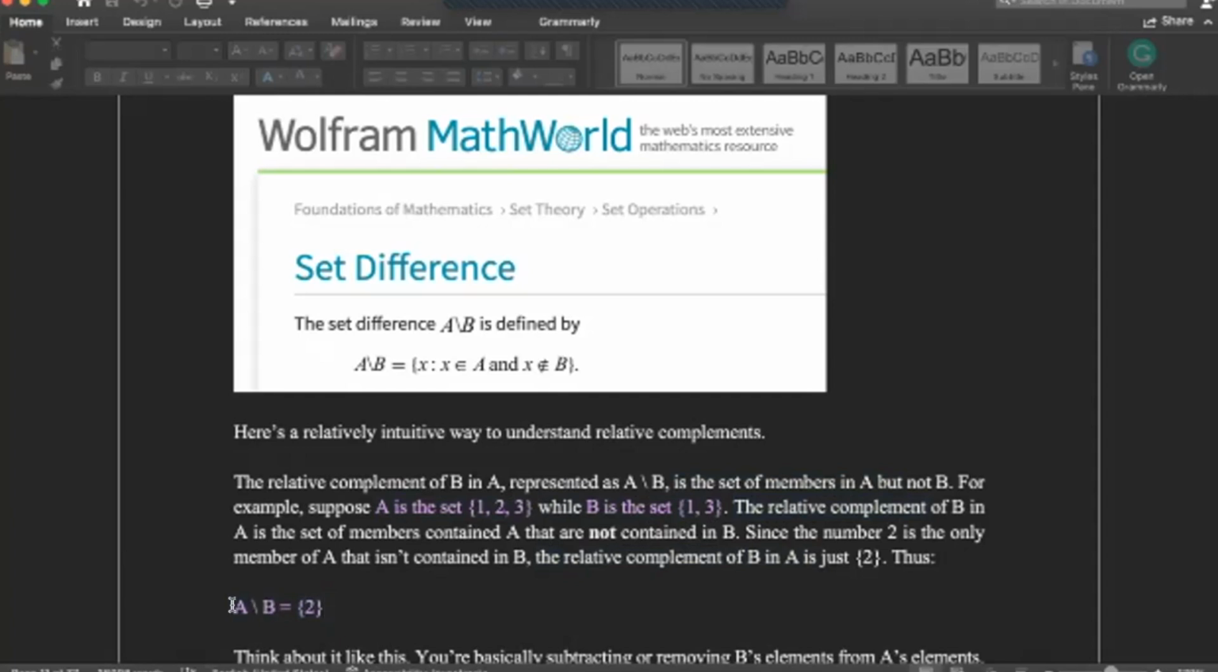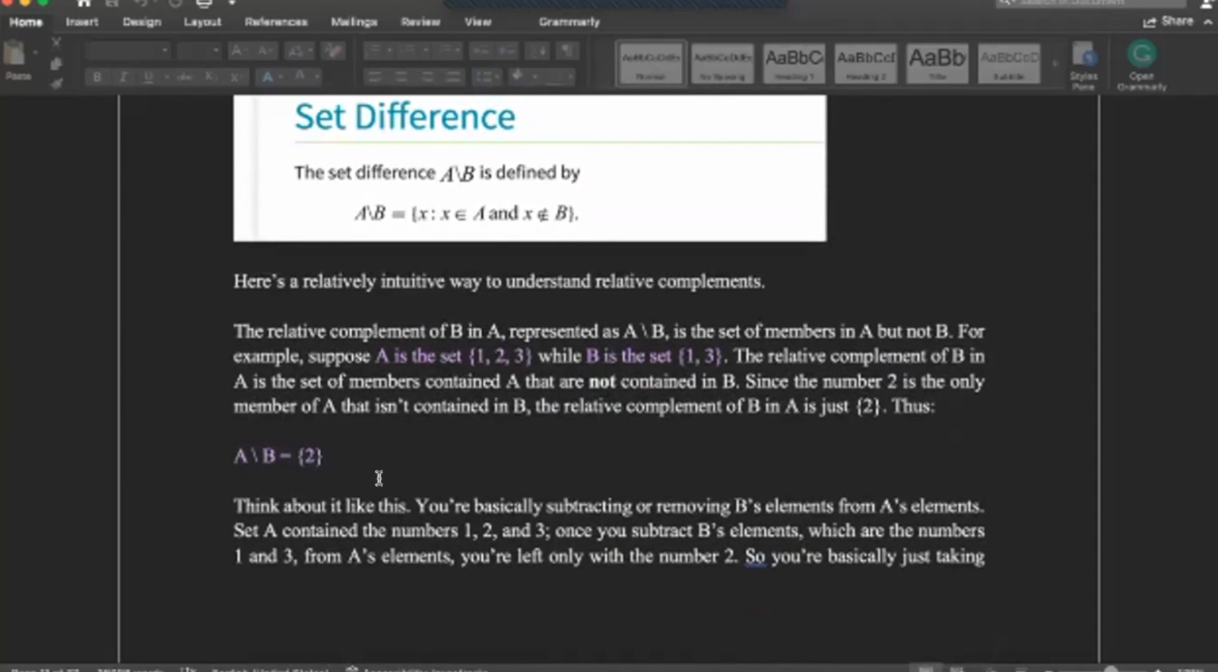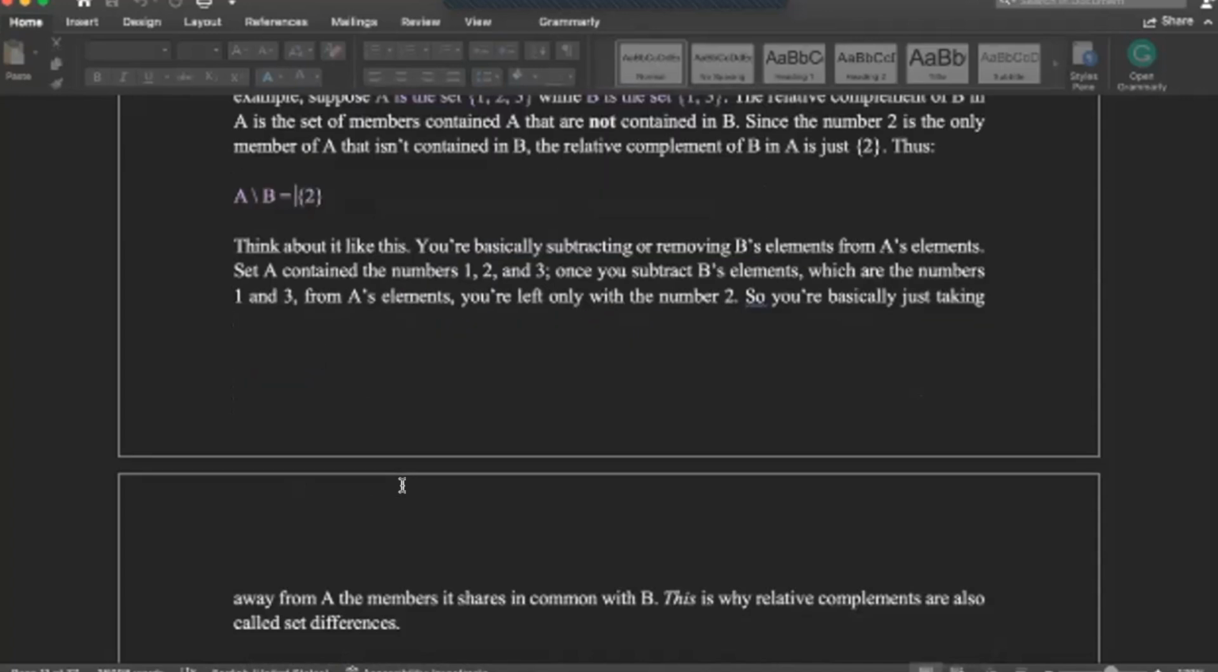You can also read this as the set difference between A and B is the set containing 2, but I think it's clearer if you just say the relative complement of B in A is the set containing 2. So think about it like this: you're basically subtracting or removing B's elements from A's elements. Set A contained the numbers 1, 2, and 3. Once you subtract B's elements, which are the numbers 1 and 3, from A's elements, you're left only with the number 2. So you're basically just taking away from A the members that it shares in common with B. This is why relative complements are also called set differences, because you're removing or subtracting or taking away from the first set the members it has in common with the second set. That's kind of why it's called set differences. There's an intuitive sense in which you're taking a difference between the sets here.